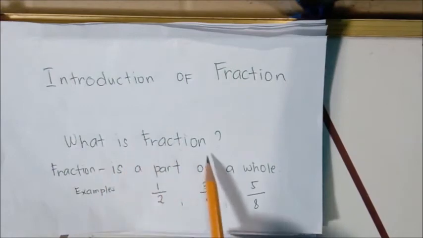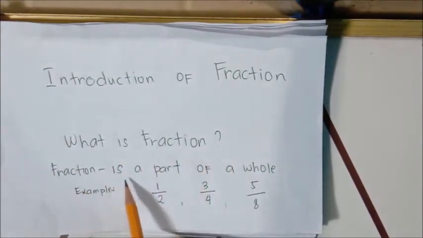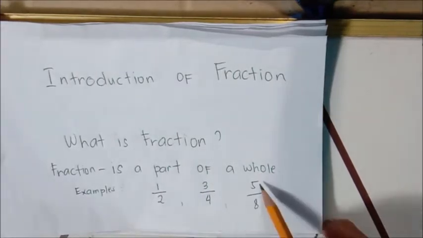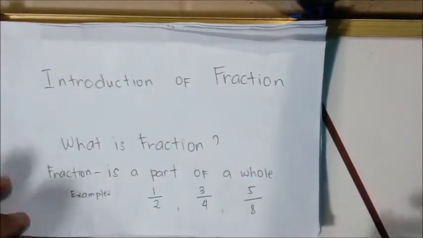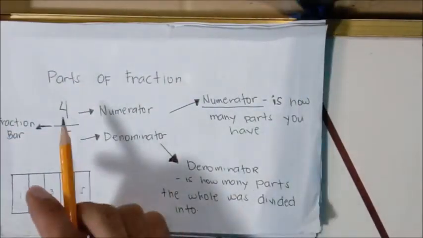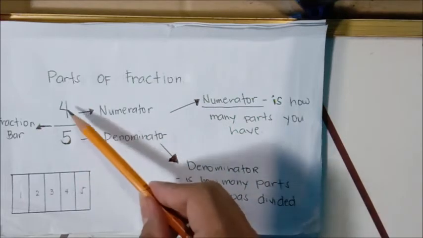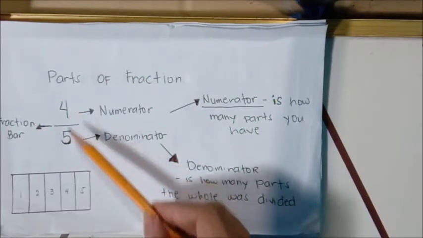What is a fraction? A fraction is a part of a whole. Examples of fractions are 1 half, 3/4, 5 over 8. Parts of a fraction. Our fraction for today is 4 over 5, or 4/5.